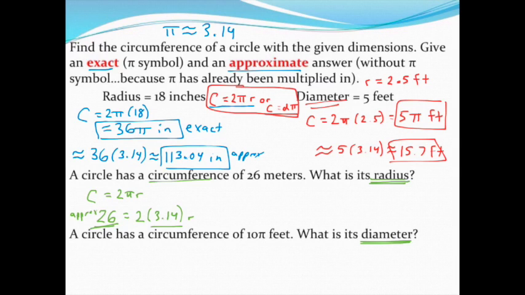So let's do some algebra to get this solved. I'm going to multiply 2 times 3.14 and get 6.28 times the radius. If I then finish by dividing both sides by 6.28, I should then have my approximate radius. If I round to 2 decimal places, I come up with about 4.14 meters.